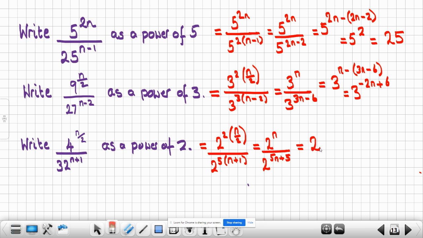So we can say 2 to the power of n minus, I'm going to put it in brackets, 5n plus 5. And that is going to simplify to 2 to the n minus 5n, which is minus 4n. And then minus times that positive is going to be minus 5.